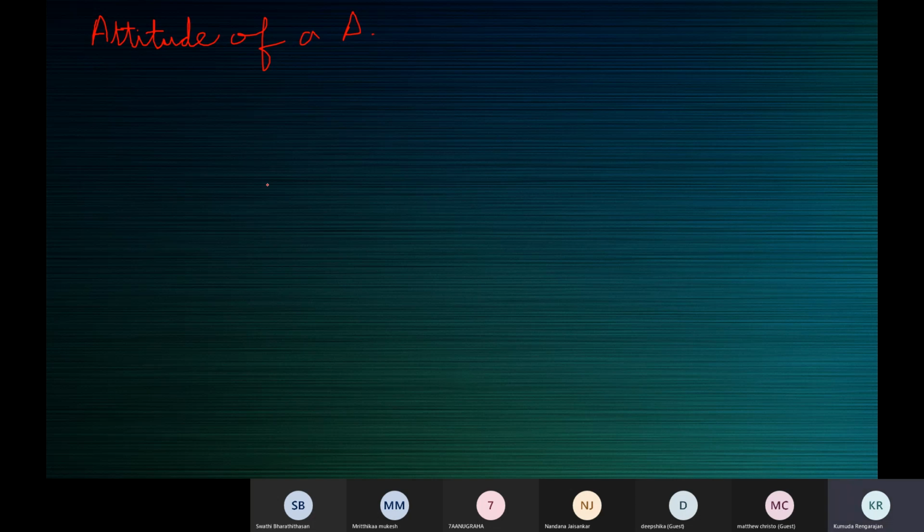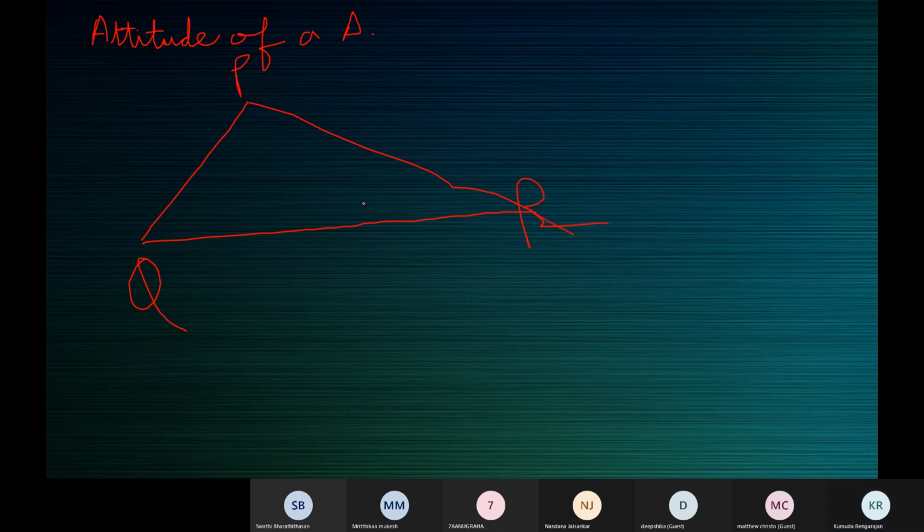An altitude is a line segment drawn from a vertex perpendicular to the opposite side. So let's draw that according to the definition. Supposing I have a triangle like this. This is P, this is Q, this is R. So PQR is a triangle. Now P is a vertex.